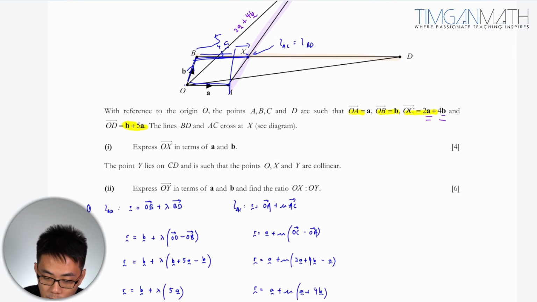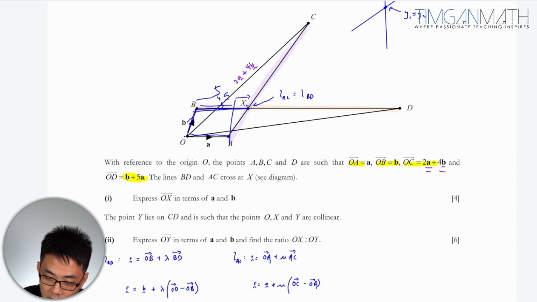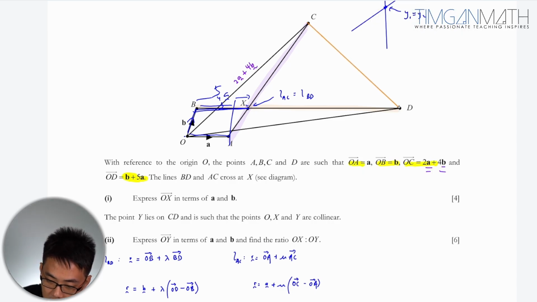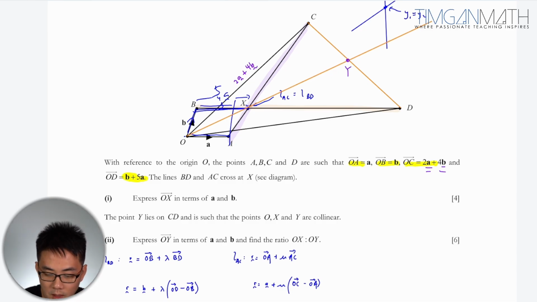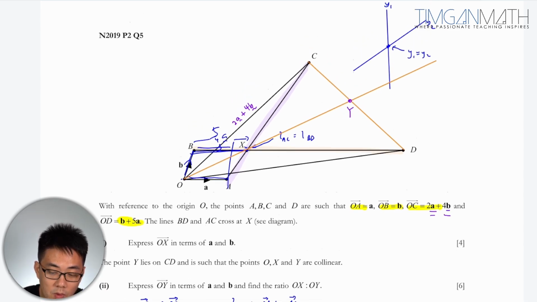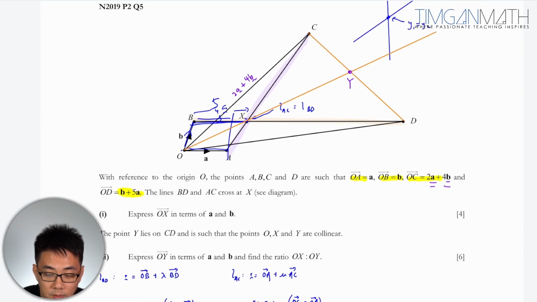So let's look at part 2. Point Y lies on CD. So where's CD? CD is this C to D here. I draw the line here, C to D, such that OX, Y are collinear. So OX and Y are collinear. So here will be collinear here. So this is Y. Alright. Express OY in terms of A and B and find the ratio of OX to OY. Alright. So that is it.